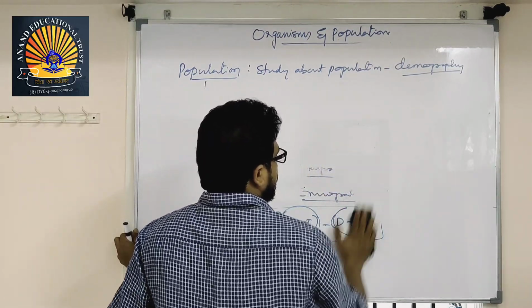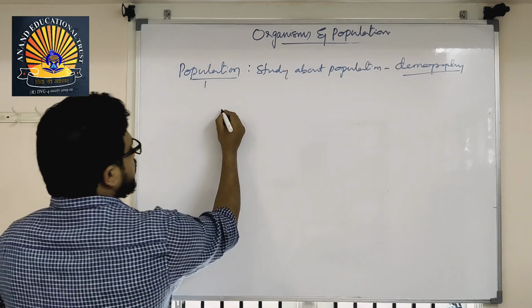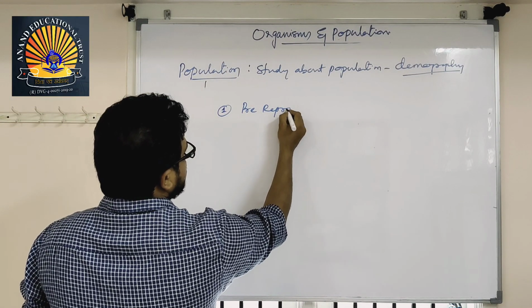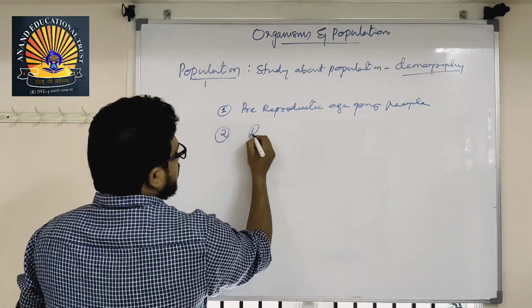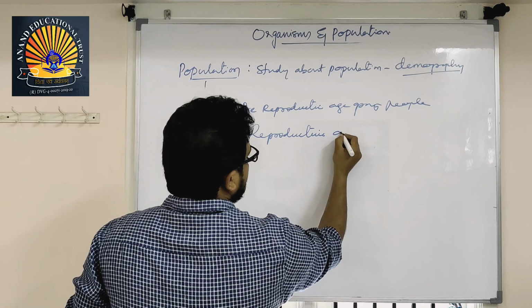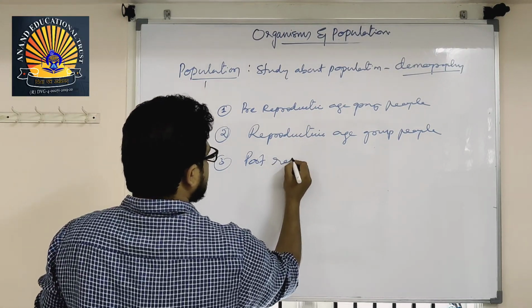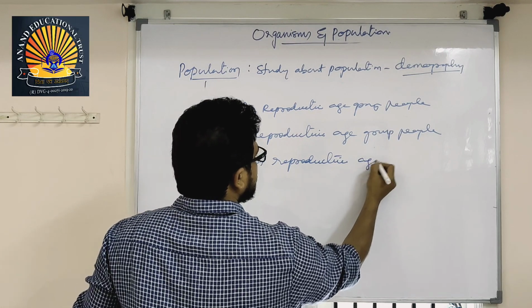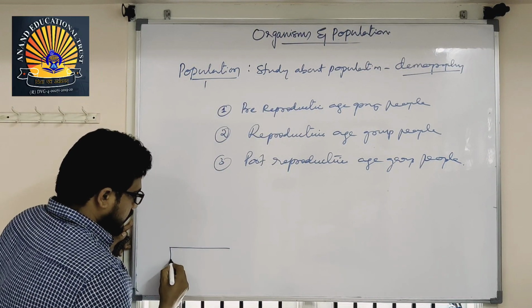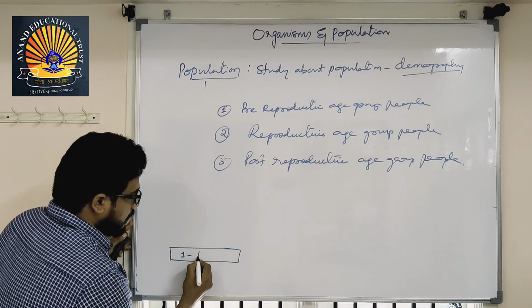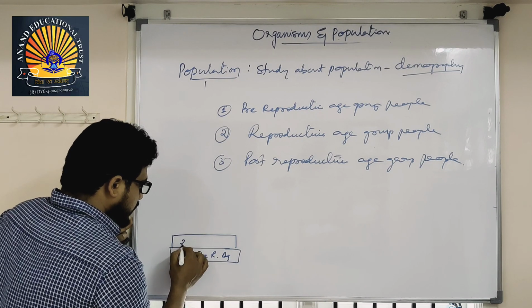In any group of population, there are three different age groups. Number one is pre-reproductive age group people. Number two is reproductive age group people. Number three is post-reproductive age group people. So suppose this is the pre-reproductive age group, that is number one. Whereas the second one is the reproductive age group.